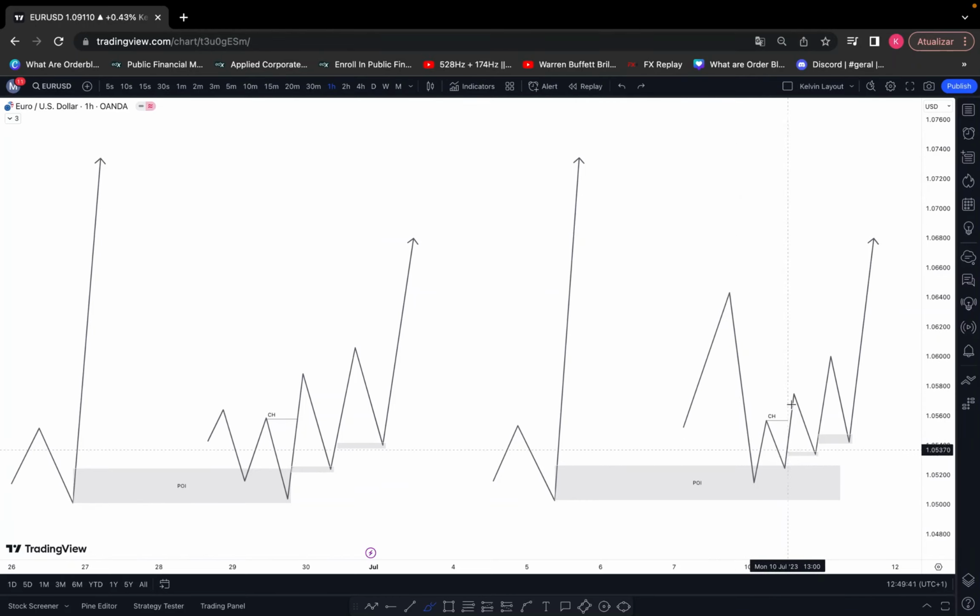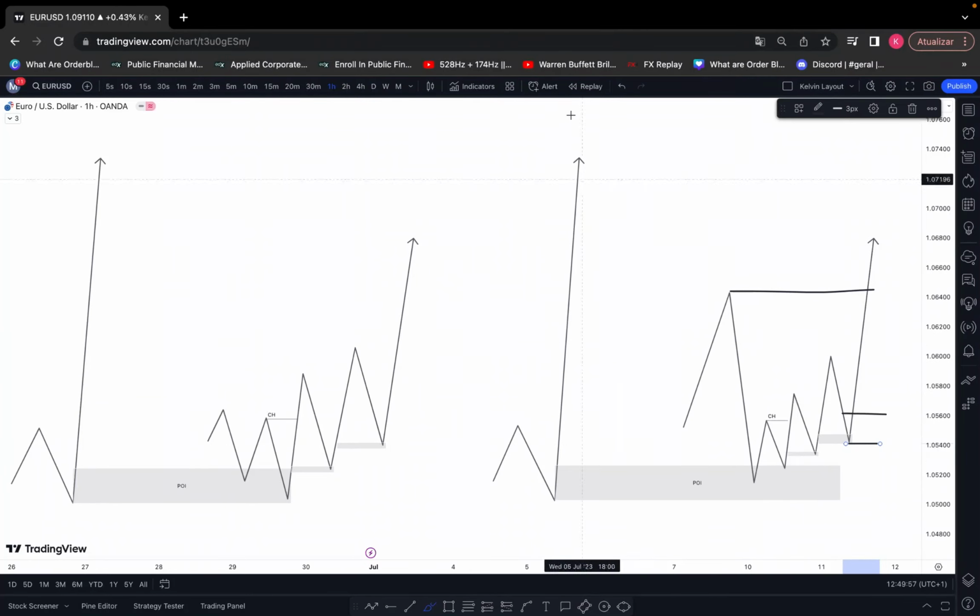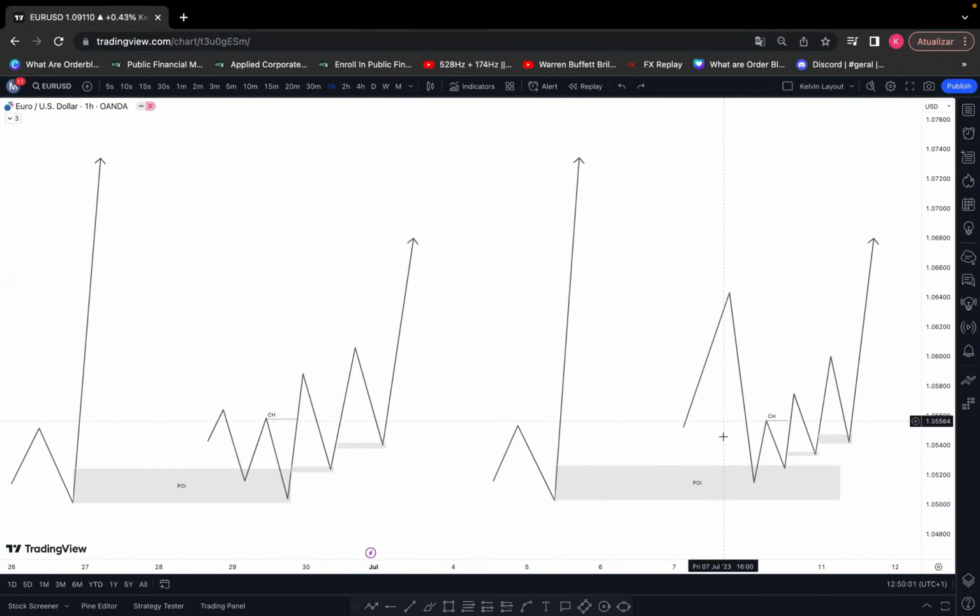So when you have the first break, such as the change of character, I would recommend you look for the second break or even the third break, to wait for price to come, take out this previous high, and then come back all the way to this one. But bear in mind that sometimes you're going to miss a lot of trades waiting for all that confirmation. Okay, so this is the first. I want you guys to just take note of this one.